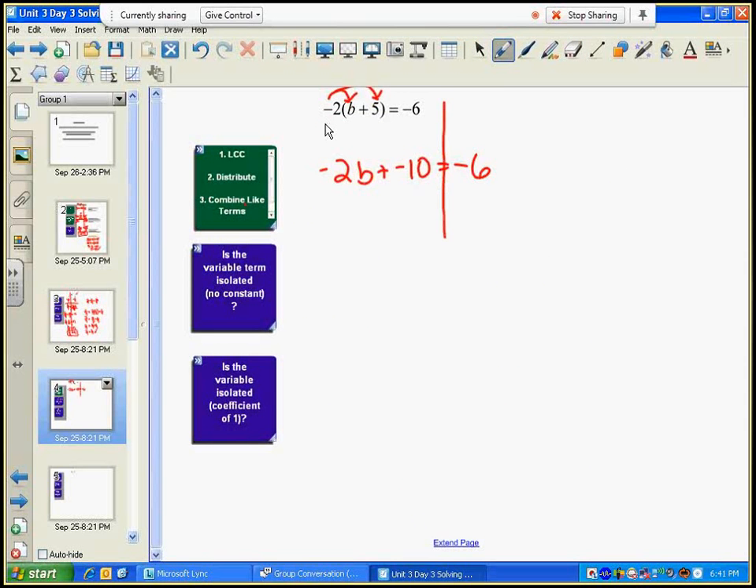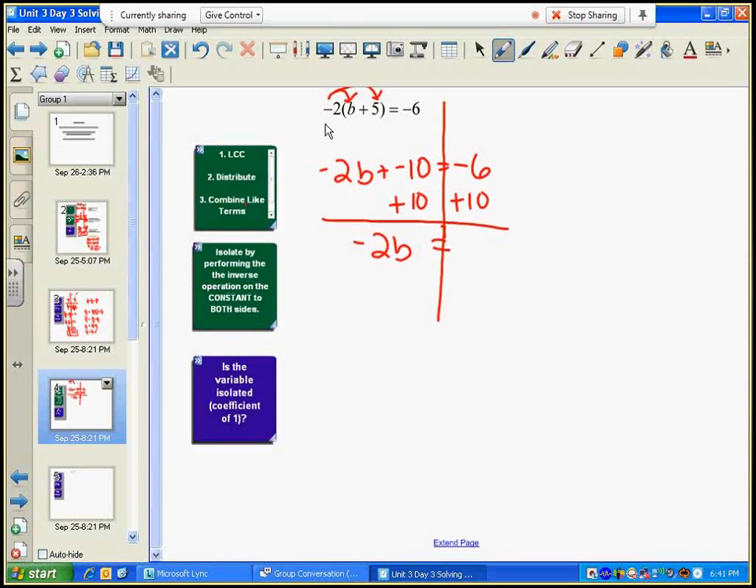Okay. Now we're going to handle our addition or subtraction. Because I've got a constant on there, I'm going to move that to the other side. Plus 10, and I get -2b equals -6 plus 10, 4. Does my variable have a coefficient of 1? No, it's -2. It's multiplied by -2. Let me divide by -2, divide by -2, and I end up with b is equal to -2, because 4 divided by -2 is -2.